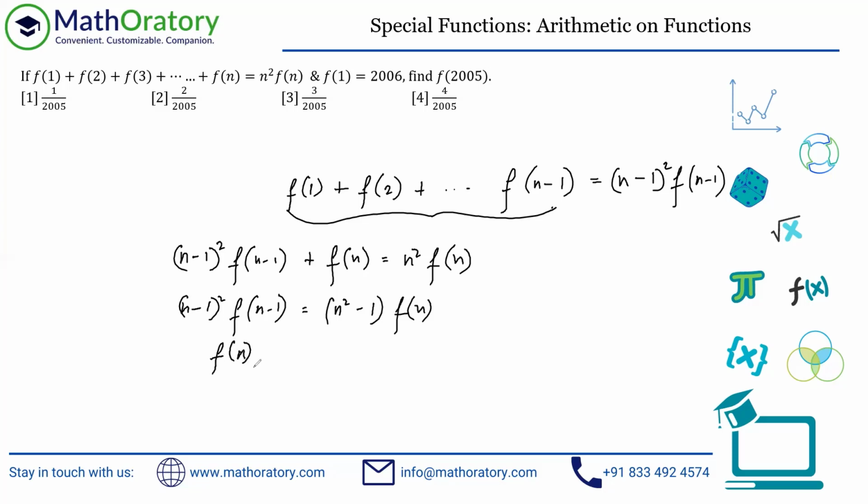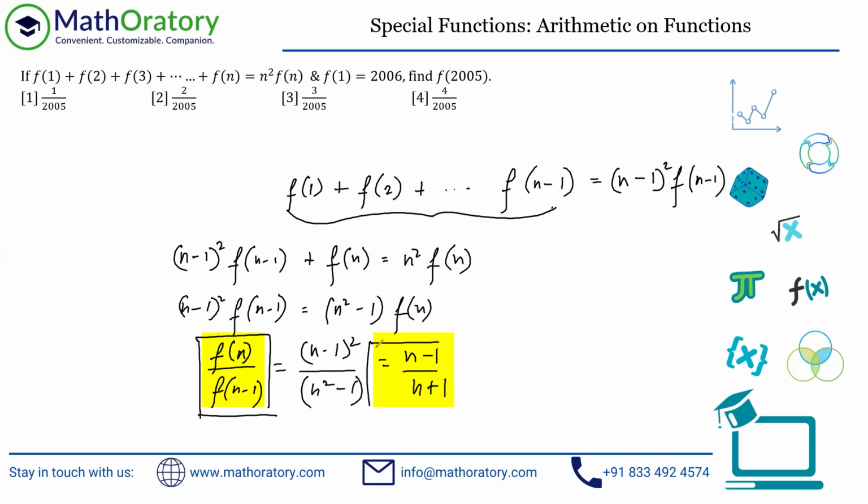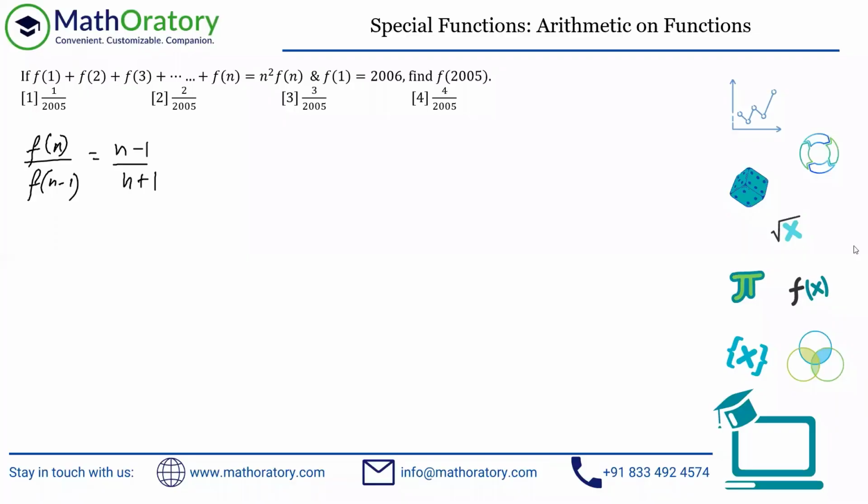So f(n) divided by f(n minus 1) will be equal to, this remains in the numerator and this should go in the denominator. So you have (n minus 1) square by (n square minus 1). By the way, you can cancel out one of the n minus 1, so you'll have (n minus 1) into (n plus 1). I'm going to clear the screen and carry on using this relationship. So we have obtained this relationship.